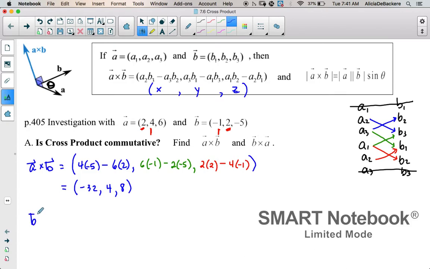So I'm doing B cross A. For this one, I have to go through this formula, but I'm switching all the A's to B's, so it's kind of confusing. I'm going to go through B2 times A3, B3 times A2. For my first one, I'm starting here with B2 and A3. And then I'm going to subtract B3 times A2.